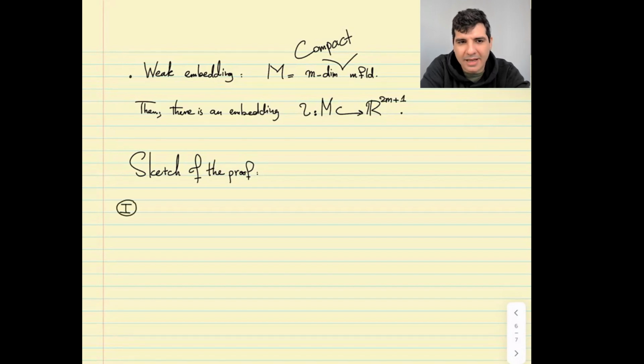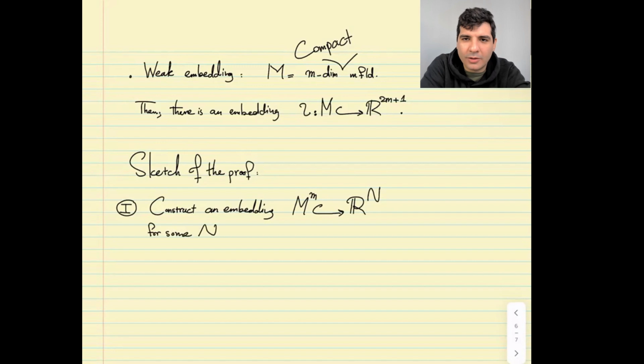Okay, the first step is to construct some embedding of M into some Euclidean space R^n, where this n can be very, very large. We want to say there's an embedding into R^(2M+1). Let's first construct an embedding where n is not 2M+1. It might be billions times M or whatever, a very, very large number n. So the first step is just to construct an embedding into some Euclidean space.